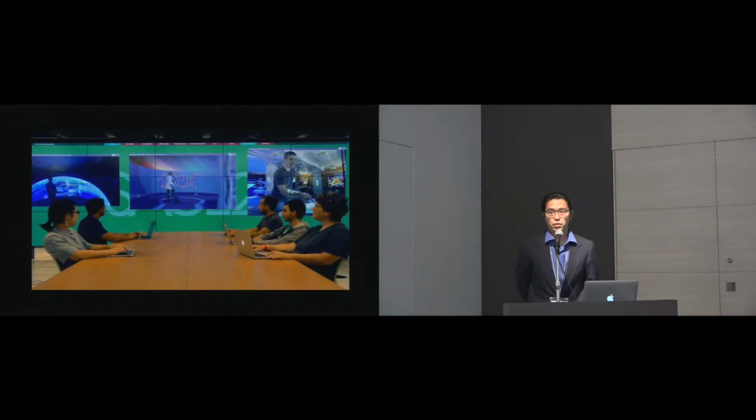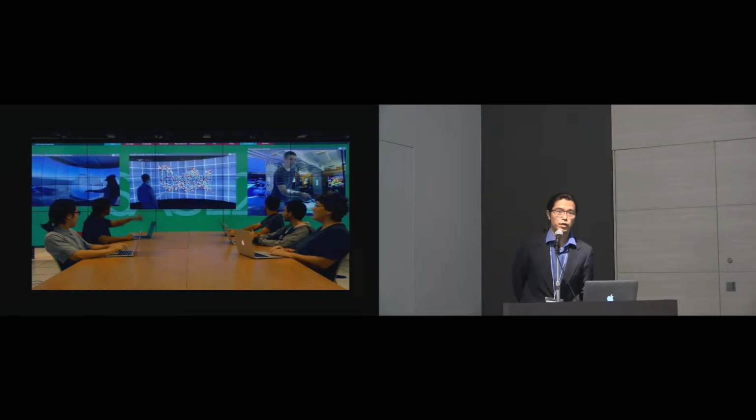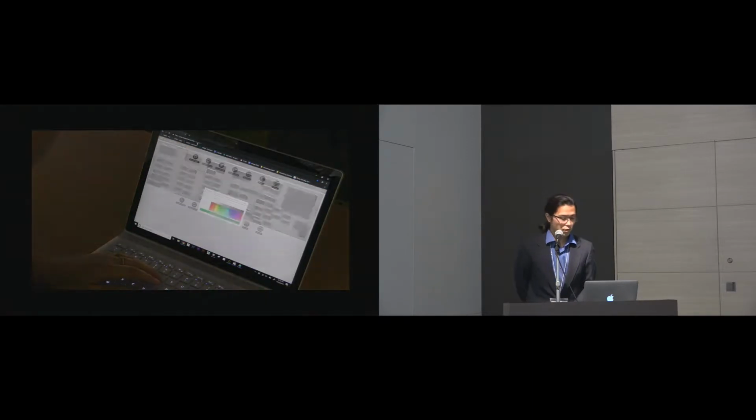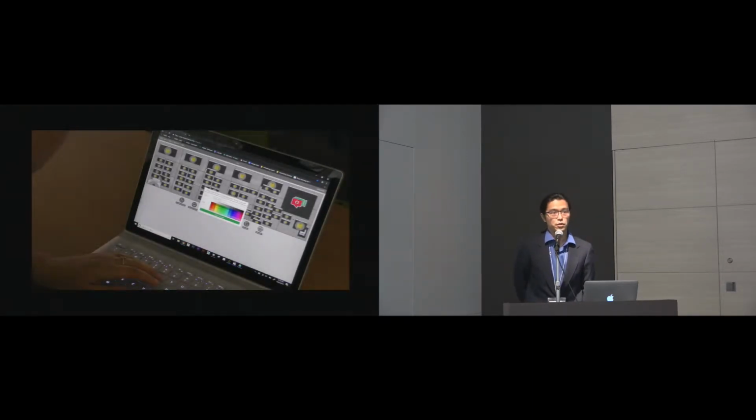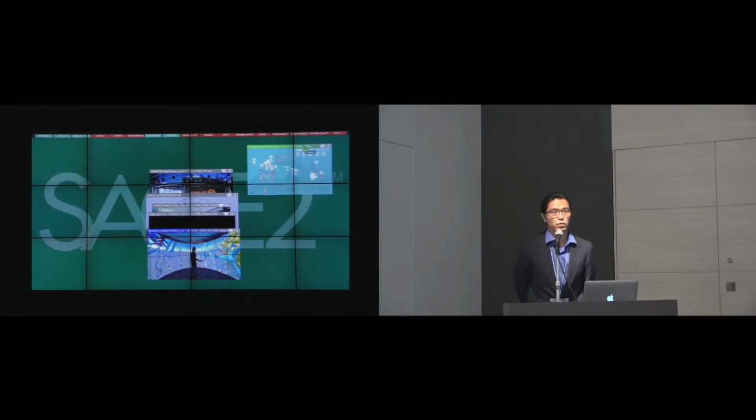So first is SAGE2. It's a middleware that allows you to take multiple displays, potentially across different systems, and turn them into a multi-user workspace, a collaborative environment, so that anyone who's connected can interact with the display. One of the key features is that it's web-based, entirely written in JavaScript. A user needs only install a web browser to connect, and then they will be able to upload content to the wall.